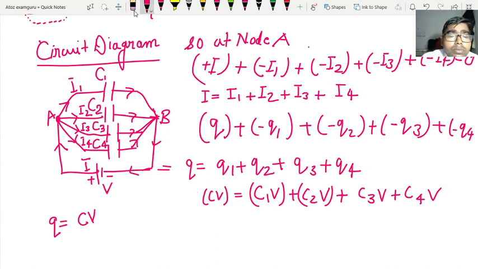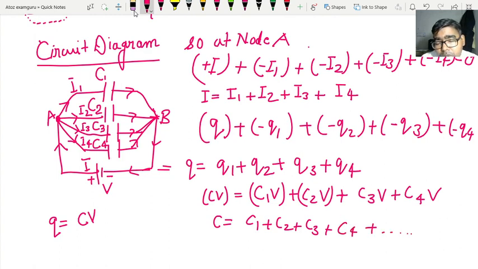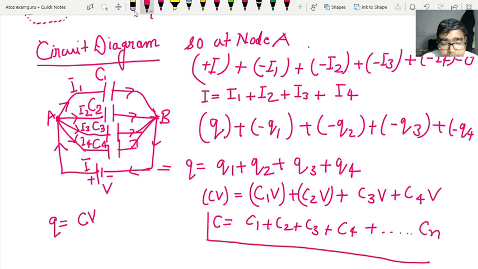So you can cancel out V from both sides, so you can write C equal to C1 plus C2 plus C3 plus C4 and so on. If n capacitors are connected, then you can simply add them. So this is the derivation for the parallel combination of capacitors: C equal to C1 plus C2 plus C3 plus dot dot dot plus Cn.